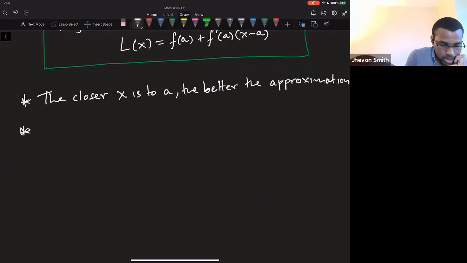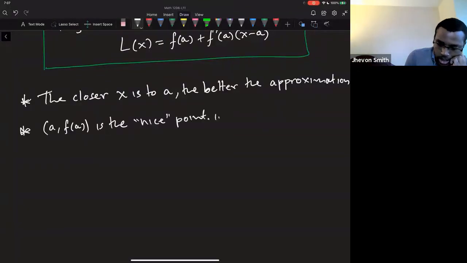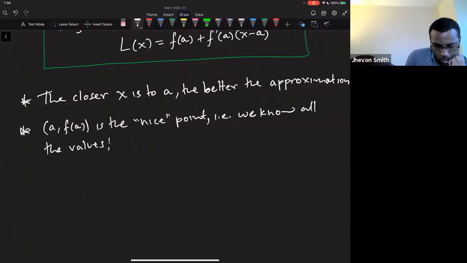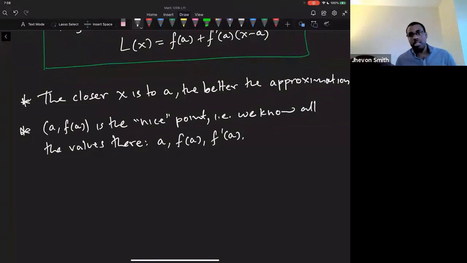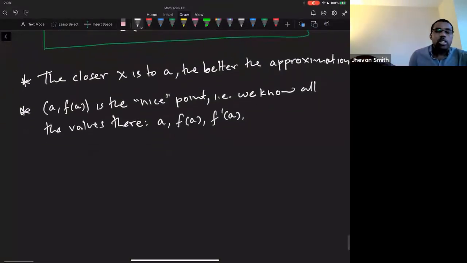Another thing I want you to note is that f of a is the nice point, i.e., we know all the values there. So I know a, I would know f of a, and I, of course, would know f prime of a. If I didn't know these things, I wouldn't be able to actually construct a tangent line. So I know all these values.